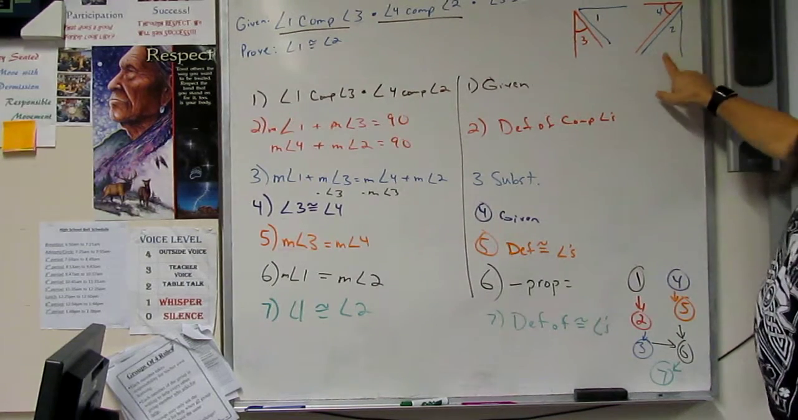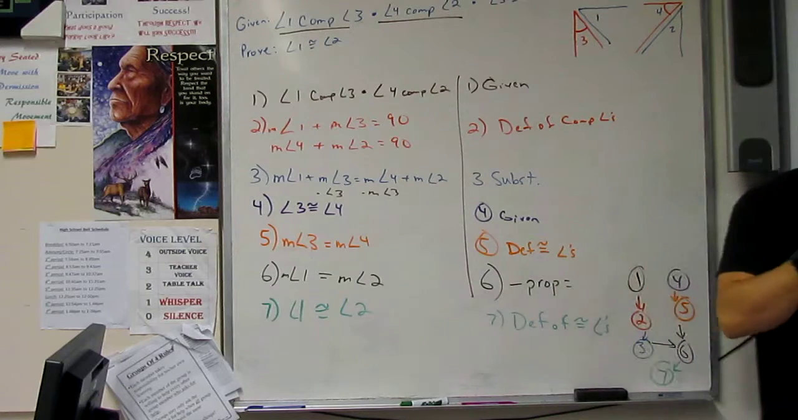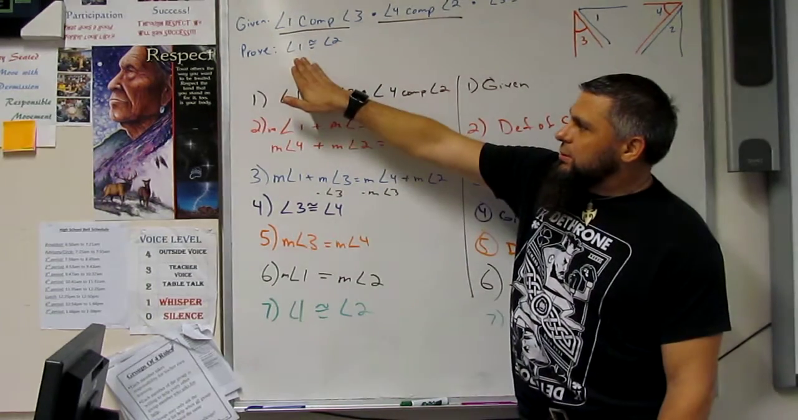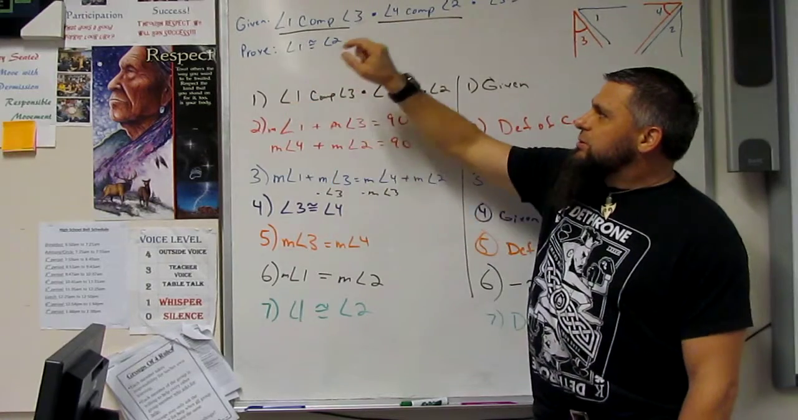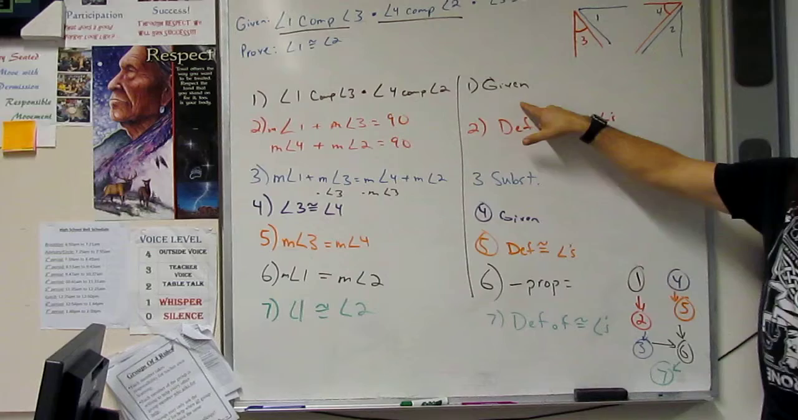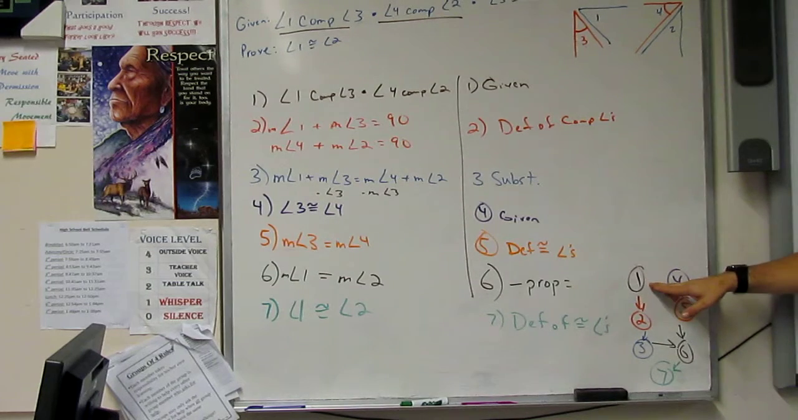I'll do that in a minute. So 2 and 4 are complementary, right? And so then we were wanting to prove 1 is congruent to 2. So we took the given, listed it, wrote it as our flowchart as a given 1.